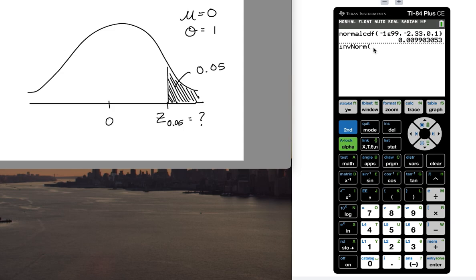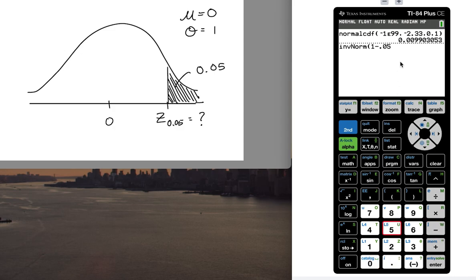So the first input value that you type in is you always type in the area that is to the left of the value that you're trying to find. So we're trying to figure out what this marking is that separates an area of 1 minus the area on the right. So 1 minus 0.05, which you already know is 0.95. But you don't even have to do the mental math. You can literally type into your calculator 1 minus the area on the right.